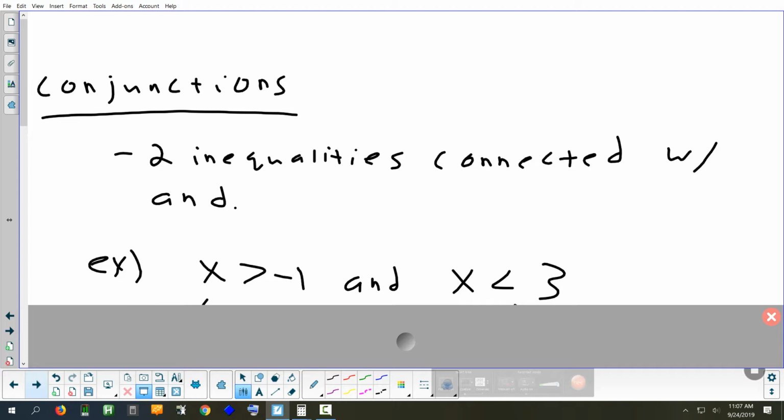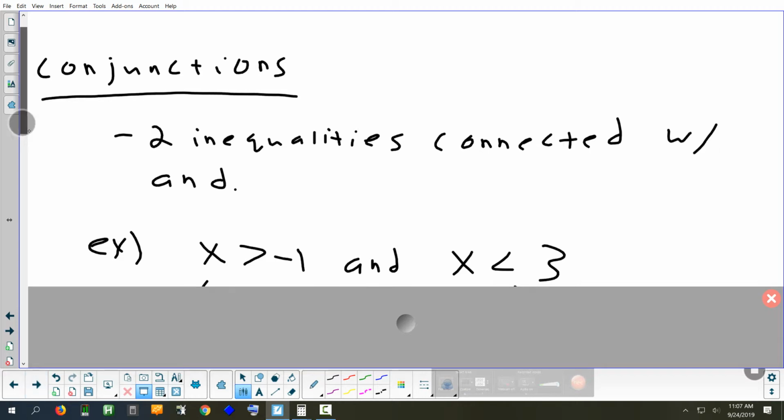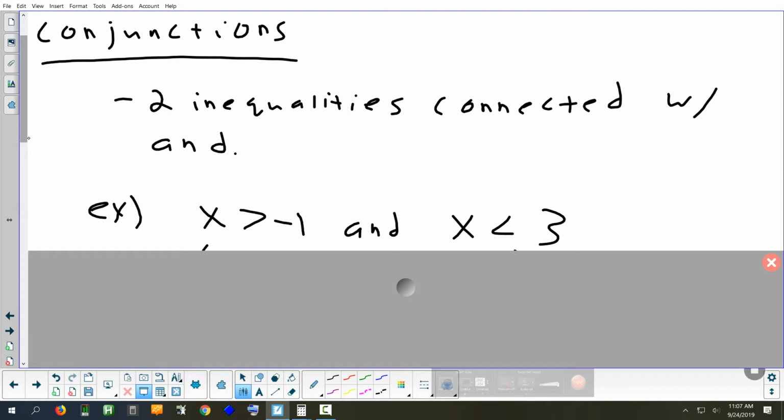It says x is greater than -1 and x is less than 3. So a lot of times a conjunction is almost like saying between. I have to be between -1 and 3. Now, in this problem, could you include -1 as part of your answer? No. Could you include 3? No. So sometimes when we say between, sometimes we mean just between. Sometimes we also include the endpoint. Depends if it's a greater than or equal to, or less than or equal to.